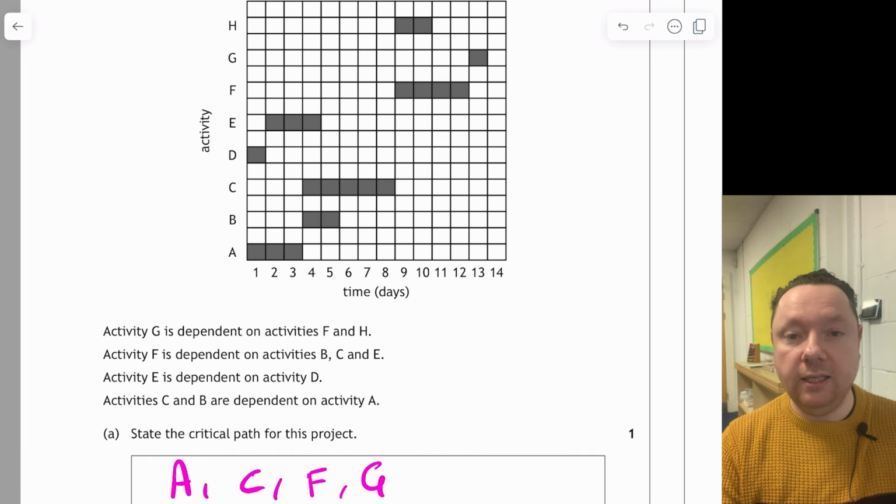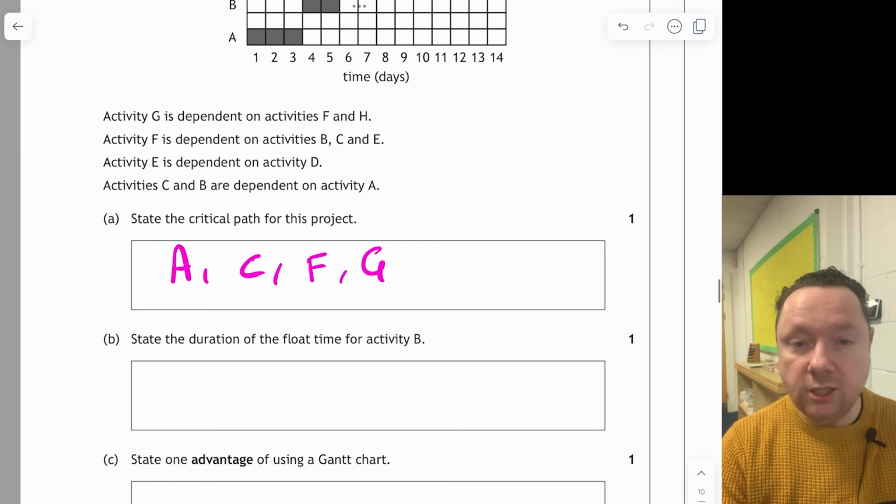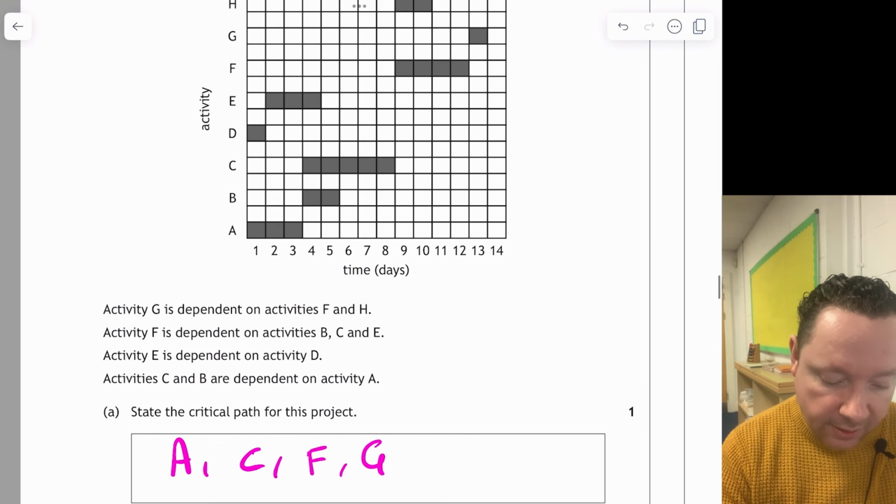So the answer is A, C, F, and G. Part B, state the duration of the float time for activity B. So let's look at activity B.